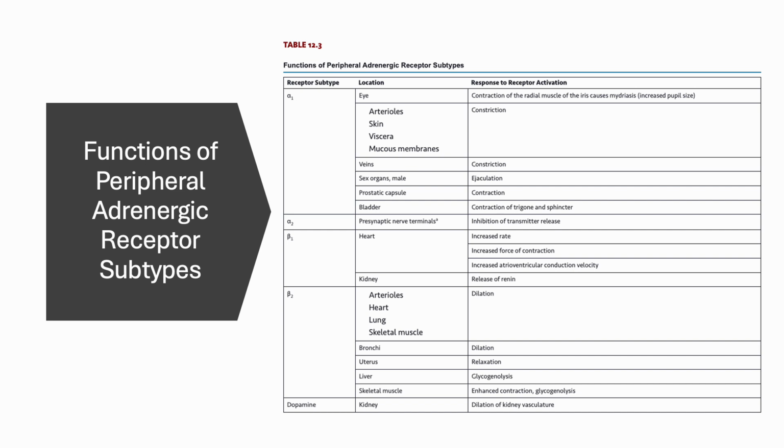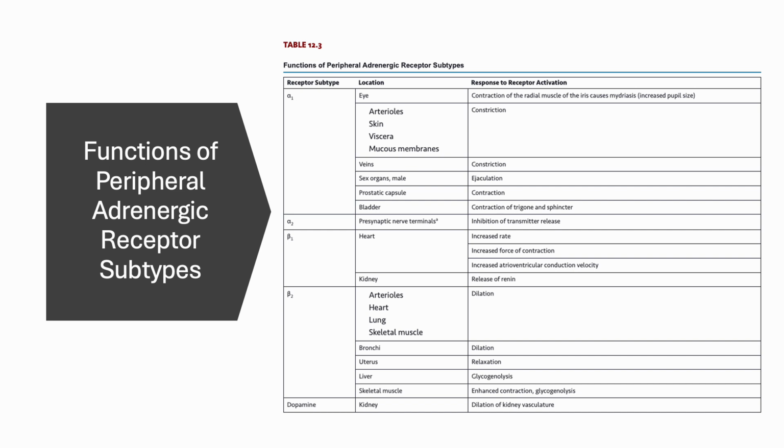We also see beta 1 receptors on the heart and the kidneys. The response in the heart is an increased heart rate, force of contraction, and AV conduction velocity. Beta 1 on the kidney helps to support the release of renin.